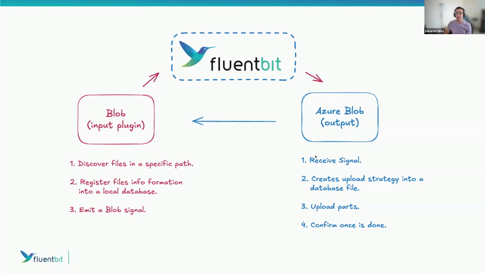It receives the signals, it creates an upload strategy in a database file, and it starts uploading the parts. And when it uploads all the parts, it doesn't matter the order, it takes care of reassembling all the parts in order. Well, Azure Blob provides an API for that. We don't need to re-upload anything. We just upload the parts, and then we have a final request to the API endpoint that says, please reassemble this file with these parts in the right order. And that's pretty much it. Okay, and how is this useful?